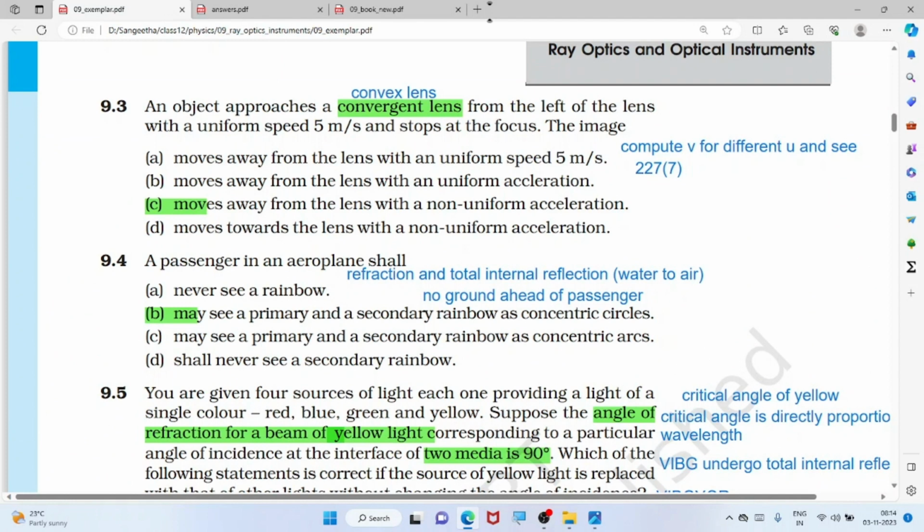Okay, the object approaches a convergent lens. Convergent lens means convex lens. From the left of the lens, with uniform speed, it stops at the focus. The image moves away from the lens with non-uniform acceleration. So you have to compute the image distance v for different u and then you can see. In the book there is one example related to this.